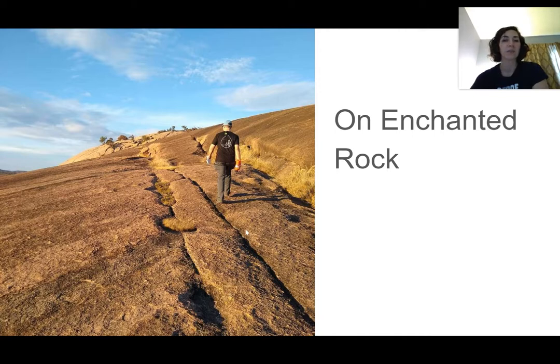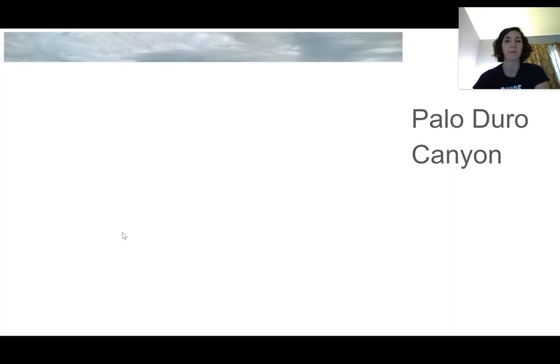This is a picture of us walking on Enchanted Rock, so you can see that dome shape, and that's been caused by weathering and erosion, and it's wind that has moved over it with sand and other particles in it that have caused it to have that dome shape.